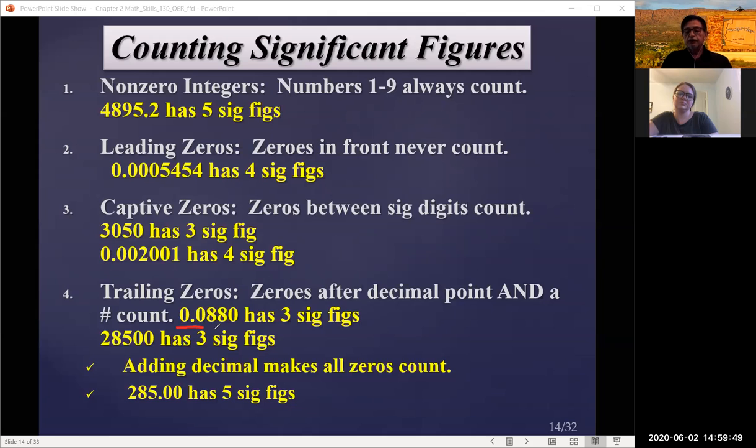First question, is there a decimal point in that number? Yes. Okay. Second question, is there an integer in front of those 2 zeros? Answer is no. Those zeros are not significant. Okay.